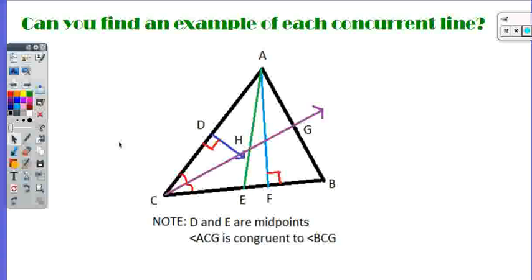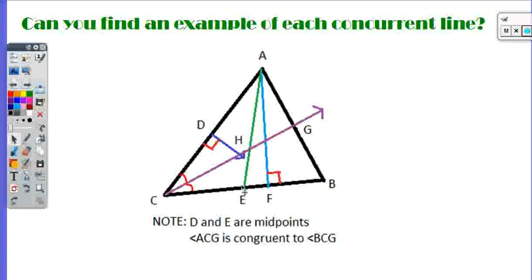Next, let's find a median. A median goes from vertex to midpoint. Well, we have a midpoint at D, but we don't have another line connecting from D to a vertex. So our next option is AE, because E is a midpoint, and a median connects vertex, which is A, to midpoint, which is E.